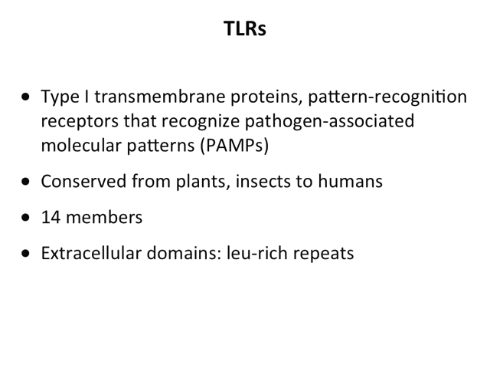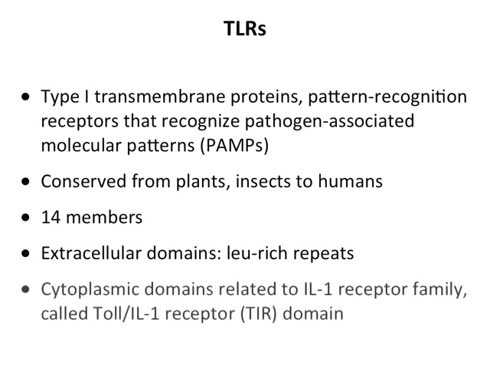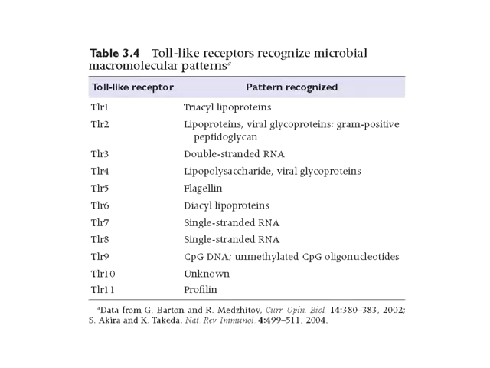The extracellular domains consist of what we call leucine-rich repeats. They are just repeats of a leucine-rich domain. And the cytoplasmic domains are related to similar domains in the interleukin-1 receptor family, so they're called Toll/IL-1 receptor domains, or TIR domains. So these are the toll-like receptors known so far and the patterns that they recognize.